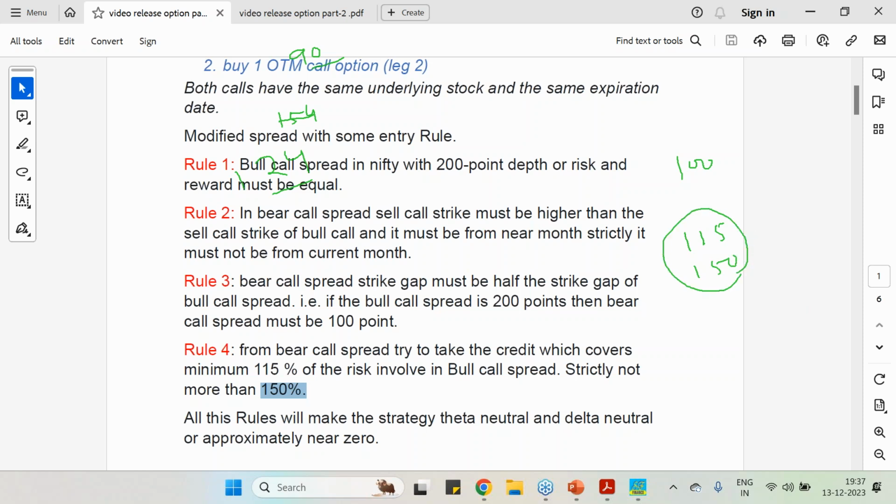You must ask me, what is there in these 3-4 rules? Why are these rules being formed?